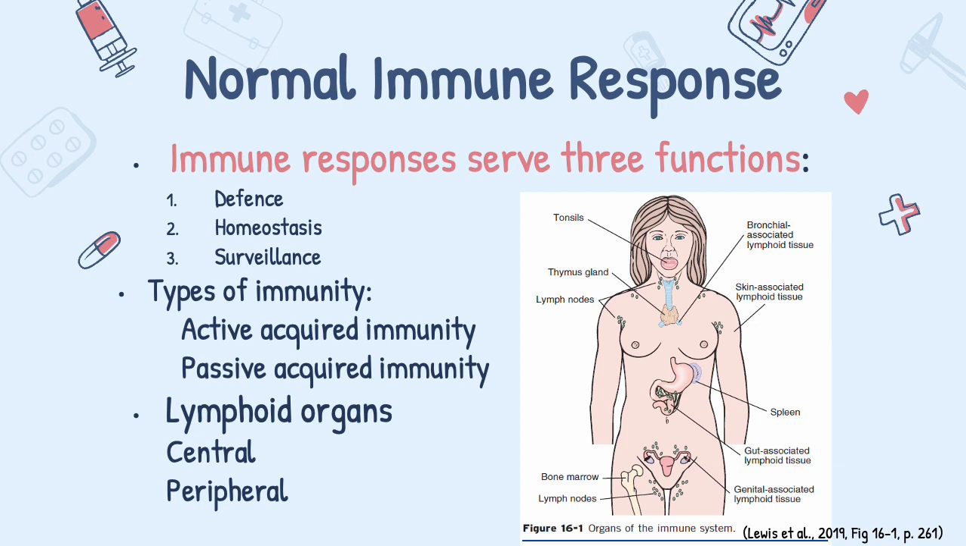With passive immunity, the host receives the antibodies to an antigen, and this can happen naturally or artificially. An example of this happening naturally would be when a neonate receives immunoglobulins from its mother's colostrum in the breast milk.